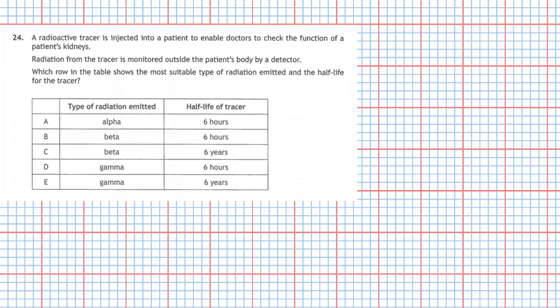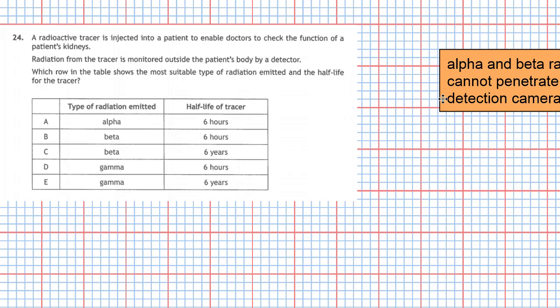Question 24 from Section 1 of the 2019 National 5 Physics Examination. A radioactive tracer is injected into a patient to enable doctors to check the function of a patient's kidneys. Radiation from the tracer is monitored outside the patient's body by a detector. Which row in the table below shows the most suitable type of radiation emitted and the half-life for the tracer?